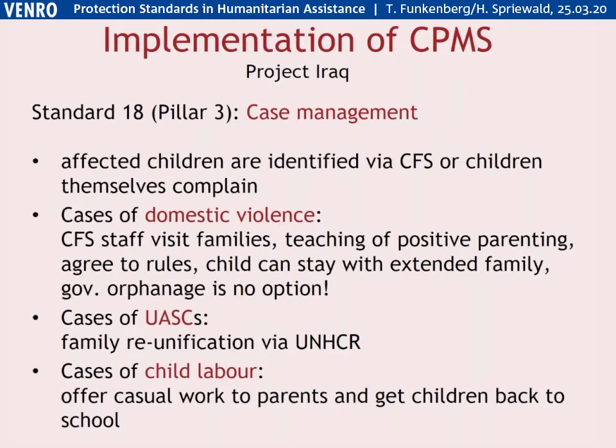In case of domestic violence, the staff of the child-friendly space visits the families and teaches them positive parenting, so they have to agree to rules. If the child can't stay with the family anymore, we look for alternative ways where the children can stay. In the context of North Iraq, where we are working, the governmental orphanage is no option, as the child protection standards are very weak. In cases of separated children, normally UNHCR looks after such children, or in cases of child labor, we offer casual work to parents and get children back to school.